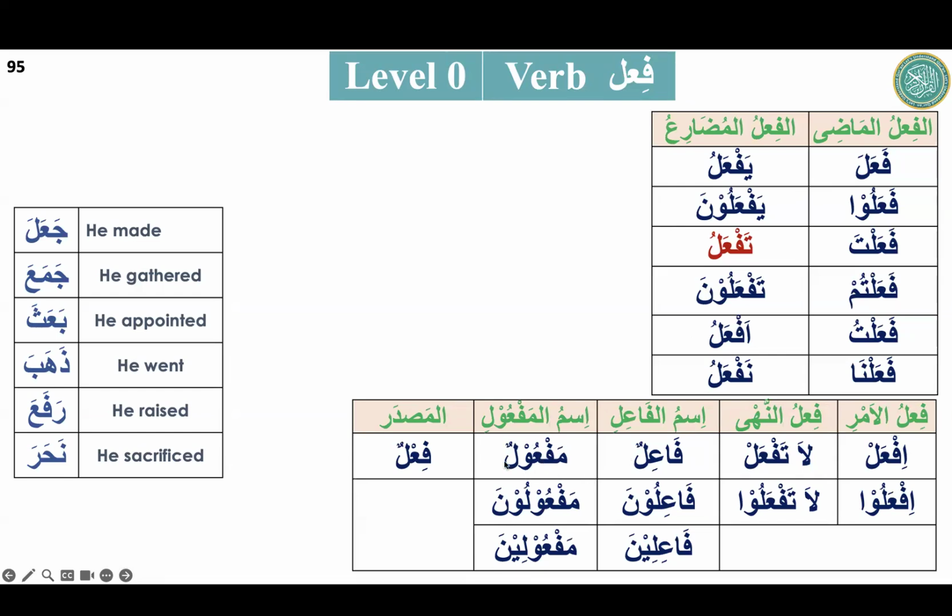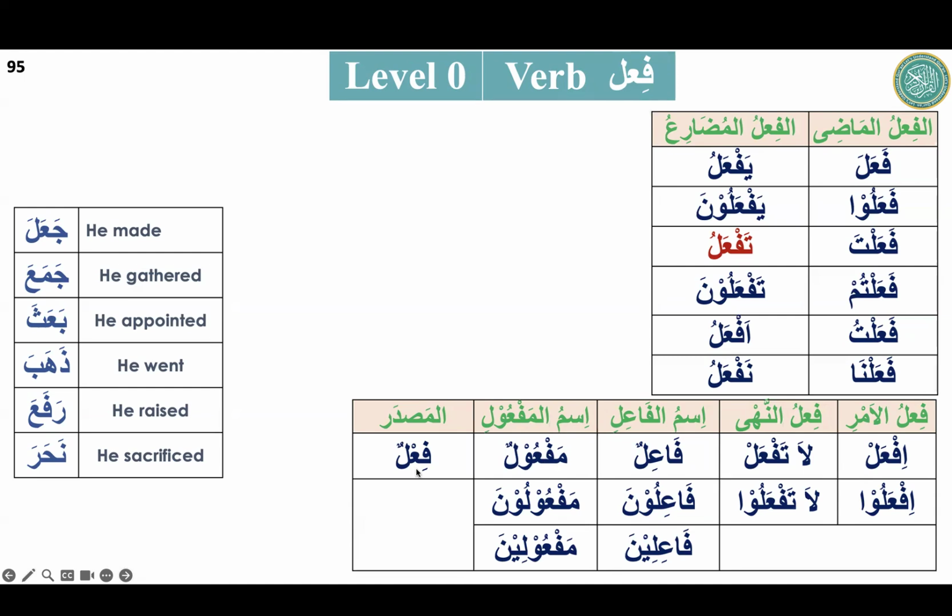Sometimes we will see some verbs, right now we are not discussing, we just make them for the sake of the complete table. Sometimes there will be some verbs in which there will be no maf'ul. Maf'ul will not exist for those verbs. Masdar is a verbal noun, and it has no particular pattern.